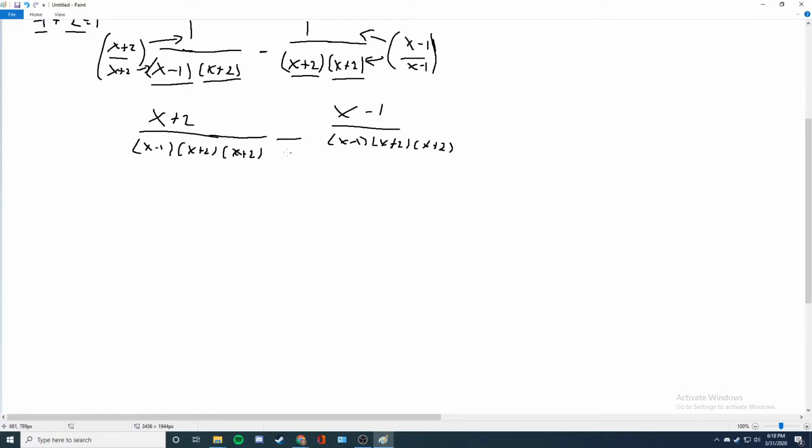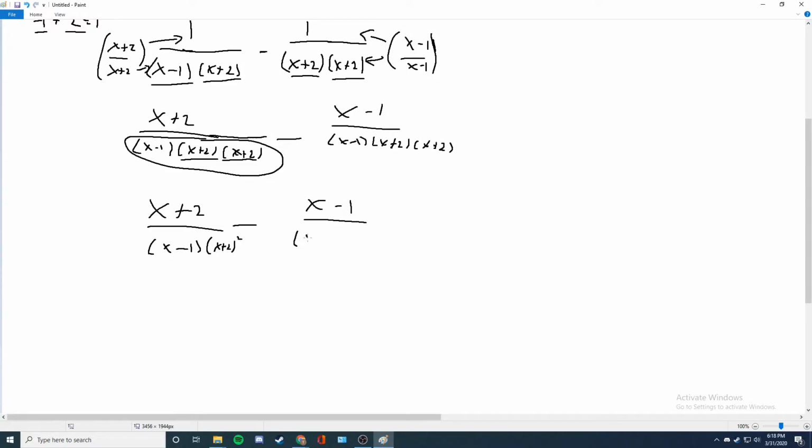Now that we're past the factoring and the combining stage, or rather the least common denominator stage, we can combine these two terms into an x plus 2 squared. I'll just move everything down: x plus 2 over x minus 1 times x plus 2 squared, minus x minus 1 over x minus 1 times x plus 2 squared. Now that the denominators are the same, we can subtract across here and combine like terms.